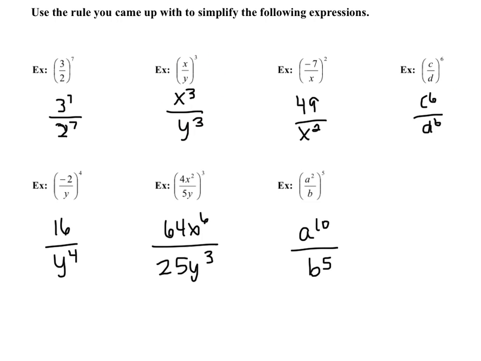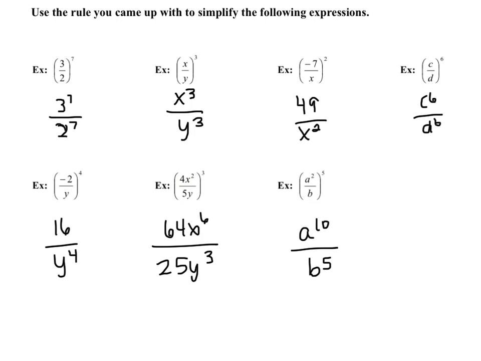So here, we're just giving each of these the power, pretty straightforward. Here you're raising everything inside to the 2nd power, so negative 7 to the 2nd power means to do negative 7 times itself, which is where positive 49 comes from. Same idea here, you're doing negative 2 times negative 2 times negative 2 times negative 2, which would be positive 16, and then over y to the 4th.